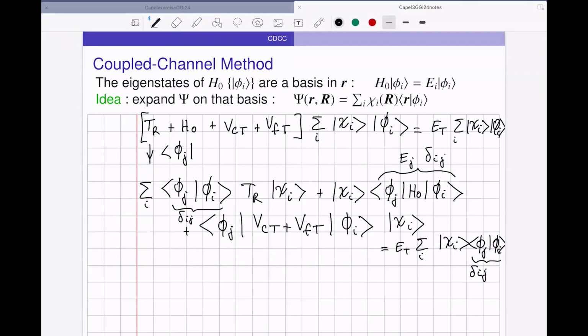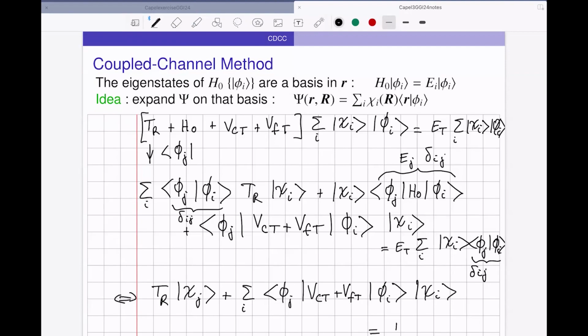So what I can do is rewrite this as T_R psi j plus the sum over i of phi j V_CT plus V_FT phi i chi i, and this is equal to E_T minus E_j times chi j.